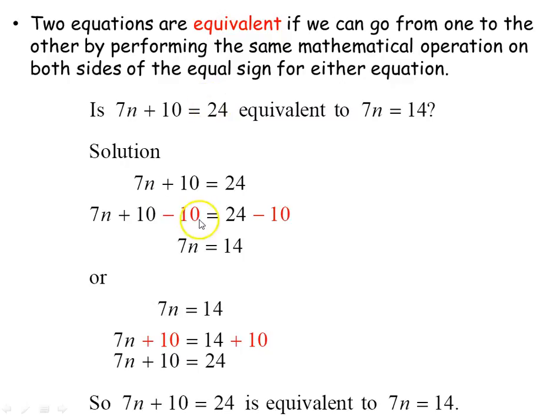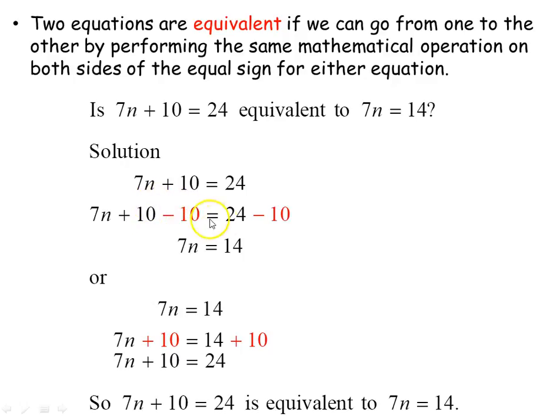So here I'm going to take 10 from both sides. If I were adding 50, I'd add 50 here and add 50 here. If I was multiplying by 2, I would multiply by 2 here and multiply by 2 over here. Whatever you do to one side, you must do to the other.